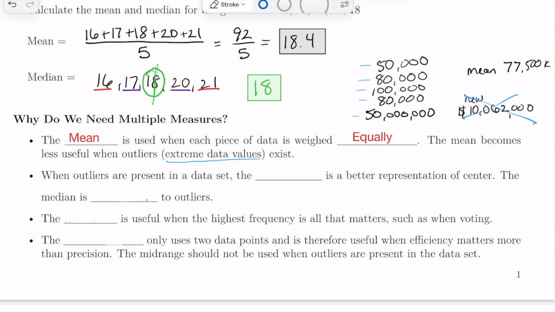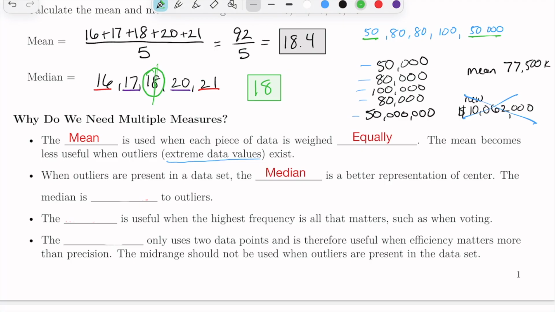You see, when outliers are present, the median is a little better representation of the data set. In this case, if we were to line up our data and we had our 50, our 80, 100, and then our 50 million, which is 50,000 thousands, when we go and find the median of these sets, our median is 80,000.